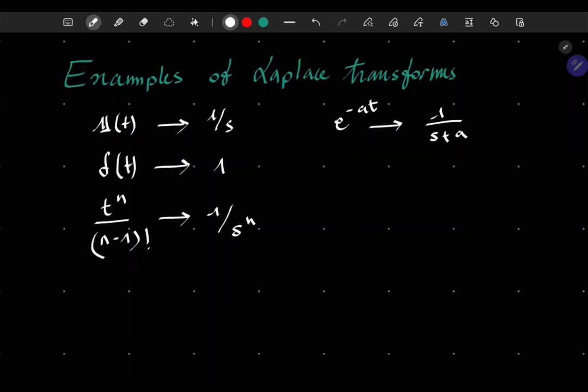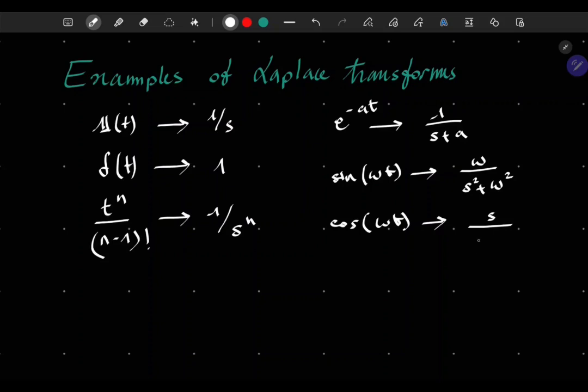And then we have the transform of sinusoidal functions. So the sine of omega t becomes omega over s squared plus omega squared, and the cosine, well, we can find this through the derivation property, so this will be s over s squared plus omega squared.